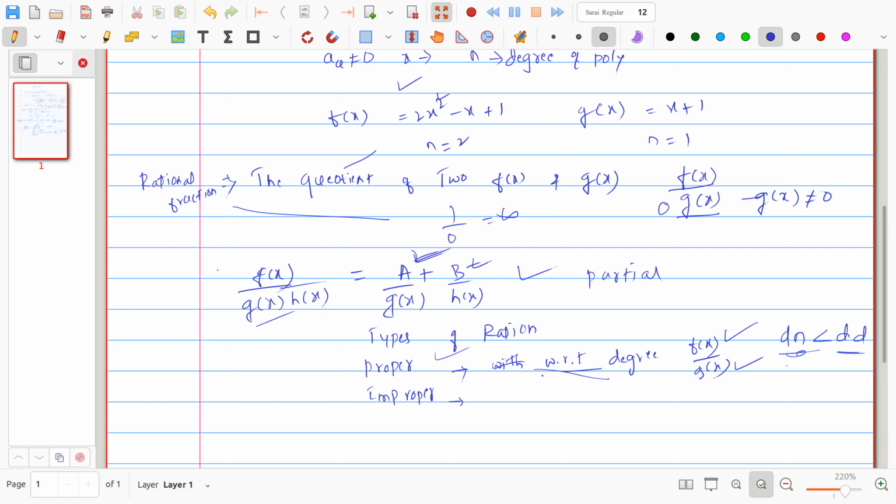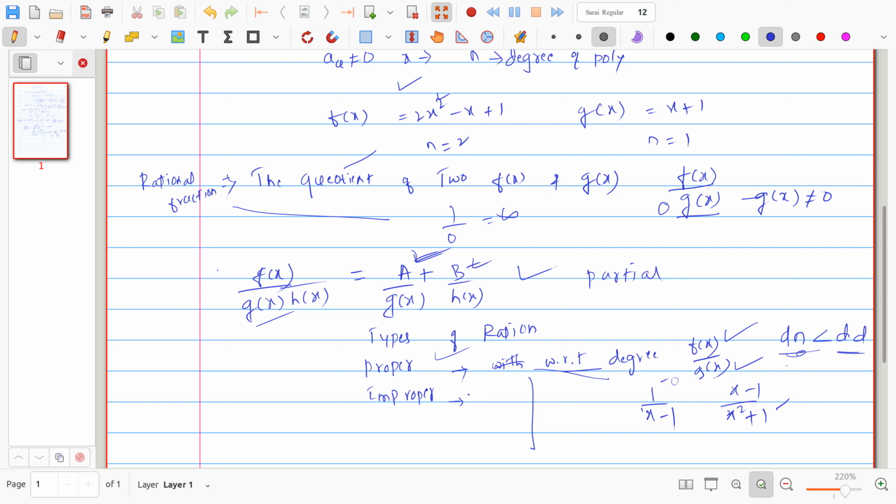I will give an example here. 1 by x minus 1. Here the numerator has degree 0, and here we have degree 1 polynomial. So the degree of the numerator is less than the denominator, or we can define it as: if the degree of the denominator is more than the numerator, it is a proper fraction. And I will take the example x minus 1 over x square plus 1. Which degree is more here? The denominator term is more. Then it is a proper fraction.